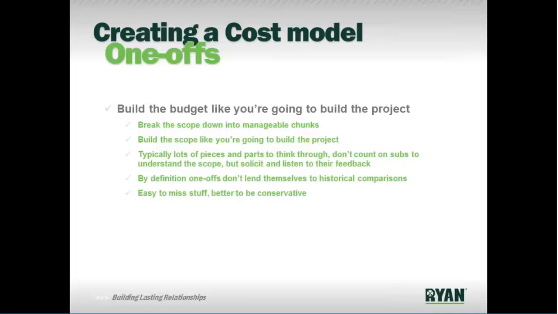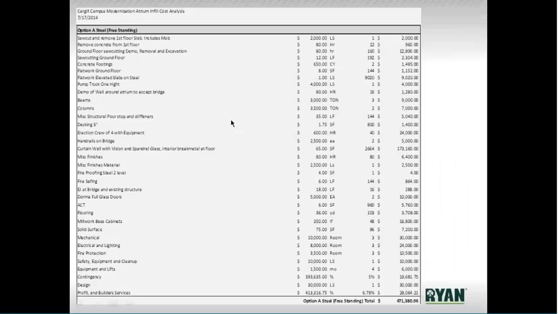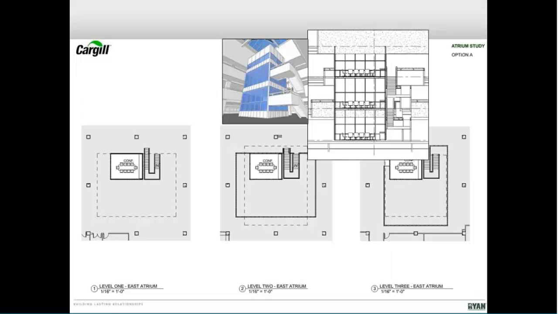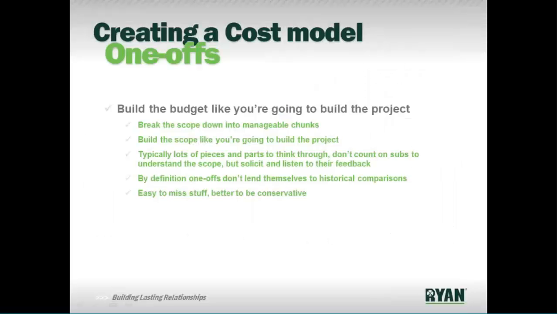And so there's a couple things to think about, and the end result of this one, and I'll just show a quick example, was just starting to go through and build the scope in your mind as you look at this one-off, and you essentially just have to step through all the parts and pieces. There's really no shortcut. There's no other way around it if you want to have at least some degree of confidence in what you're putting together than just to step through it. So here are a couple things to think about. One, break the scope down into manageable chunks. And the second point really plays into that. Build the scope like you're going to build the project.